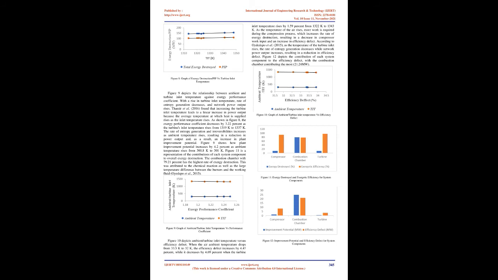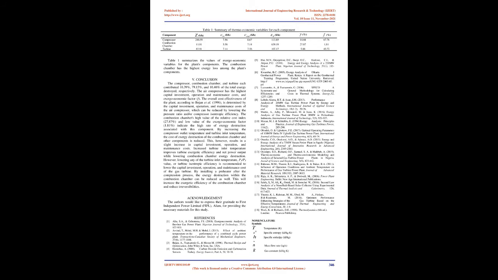Figure 9 depicts the relationship between ambient and turbine inlet temperature against exergy performance coefficient. With a rise in turbine inlet temperature, rate of entropy generation decreases, and network power output rises. Tamir et al. 2016 found that increasing the turbine inlet temperature leads to a linear increase in power output because the average temperature at which heat is supplied rises as the inlet temperature rises.